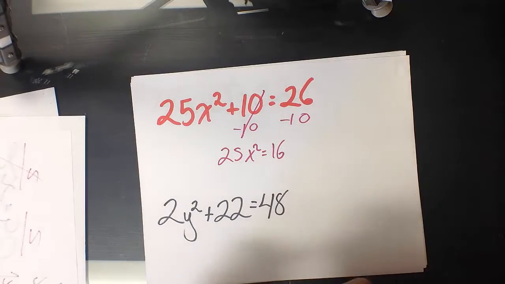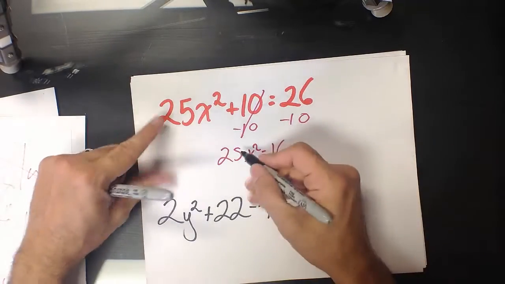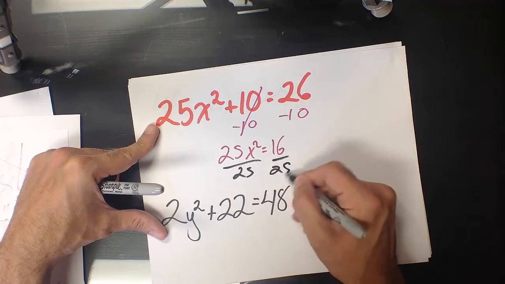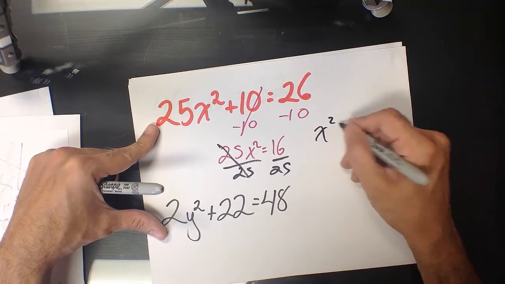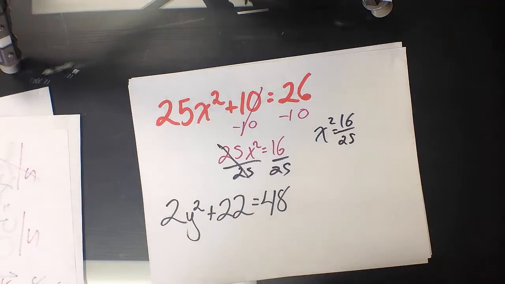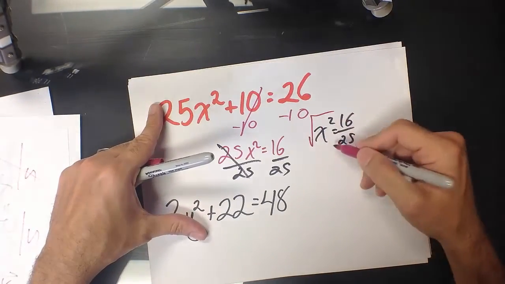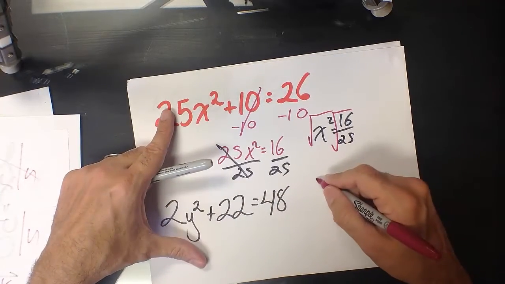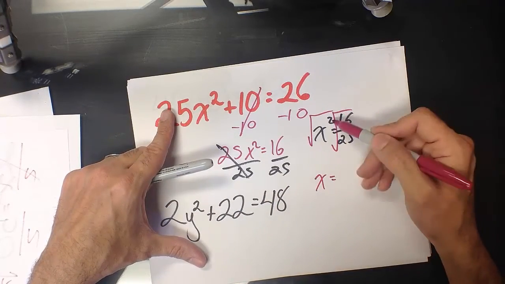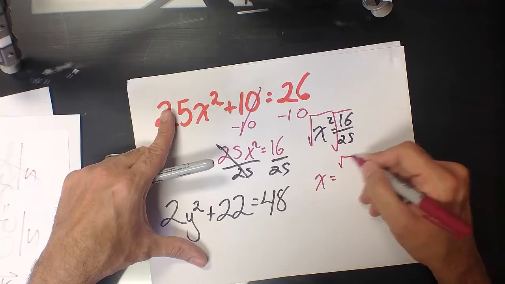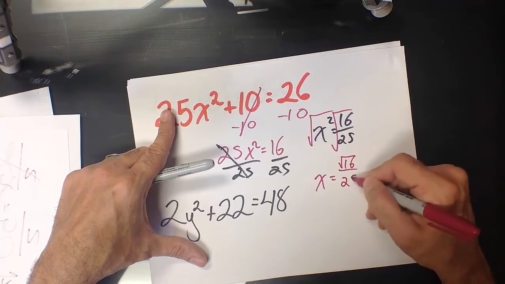Now, to isolate x, we do the inverse operation of multiplying times 25. We're going to divide by 25. These cancel out, and now I'm left with x squared is equal to 16 over 25. And we have to find the square root of that. This might have been a while since you've done this. We have x is equal to, because remember the square root of x squared is x, and then we have to do the root of 16 over the root of 25.